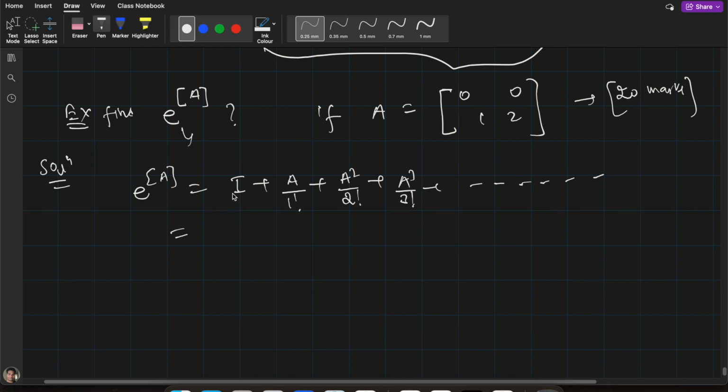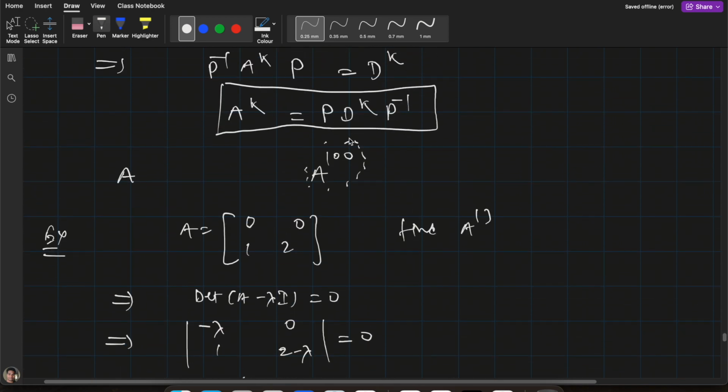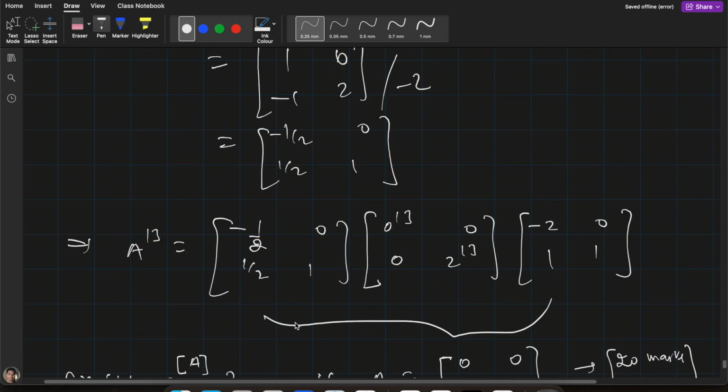Now you can see that in the place of I, I can write P inverse A raised to the power 0 P. In the place of A, I can write what? P inverse A raised to the power 1 P, right? Can I write it or not? Yes. No, I have written the inverse of that. Okay, so I have to write PD. Okay, yeah.